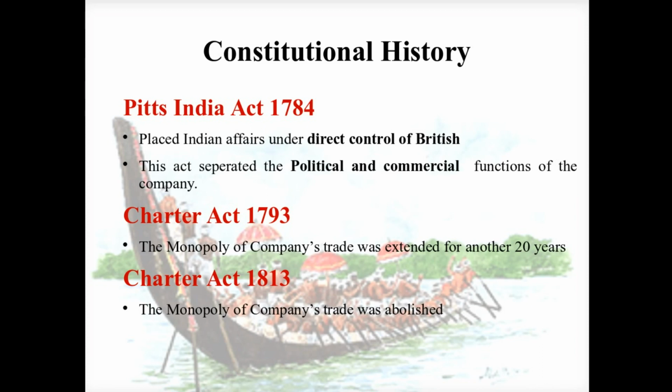After a period of 20 years, the Charter Act of 1813 ended the monopoly of the East India Company's trade in India. However, the company's monopoly in trade with China and the trade in tea with India was kept intact. This lasted till 1833, when the next charter abolished the trade of the company.